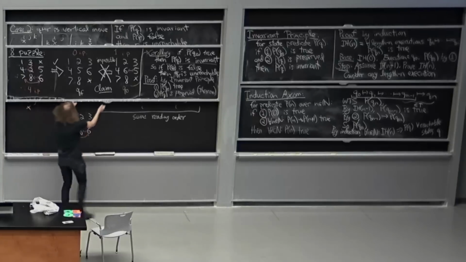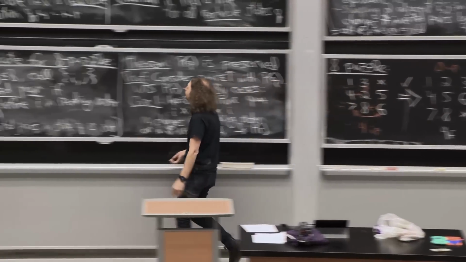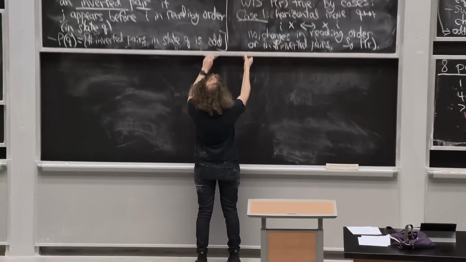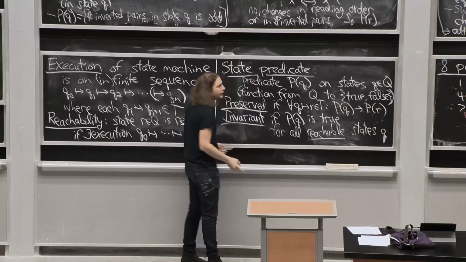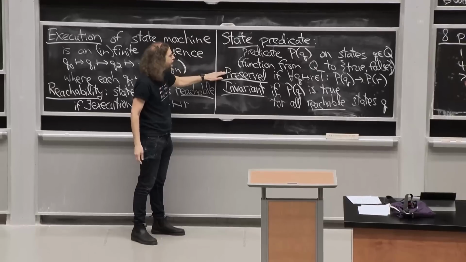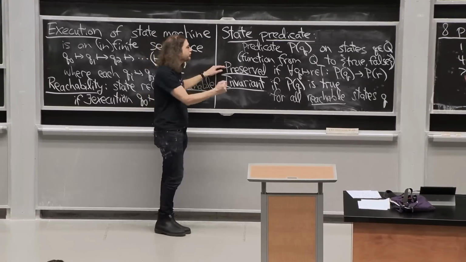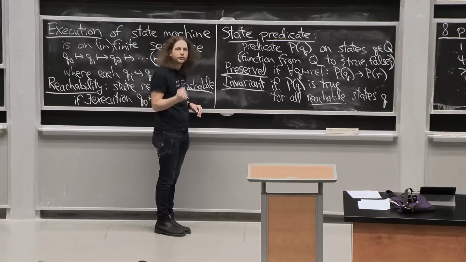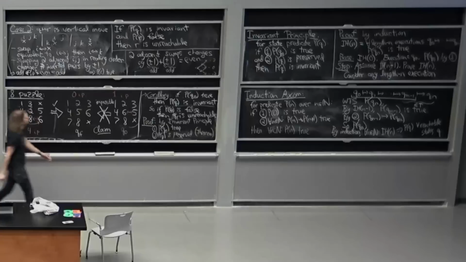OK, question is, explain preserved and invariant, and where are we using different parts? If I can make an induction analogy for a second, preserved is like your induction step. It says every time you do a transition, if p started true, it remains true. And invariant is what you get out of the induction.